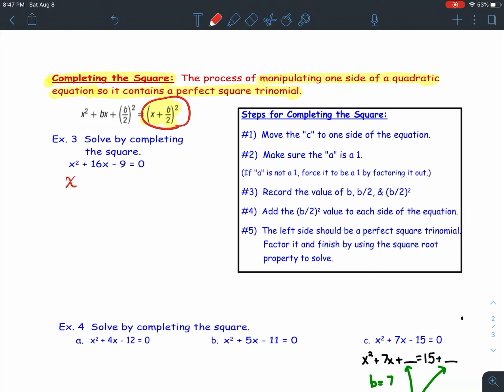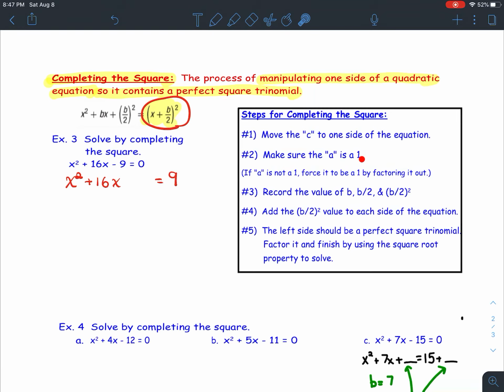So you'll notice over here in step 1, it tells you the first thing you're going to do is take the existing c value in your problem and move that to the other side of the equation. Now you notice when I wrote this down, I left a gap between the 16x and the equal sign after I moved the 9 over. There's a reason I did that, and we'll talk about that in just a second.